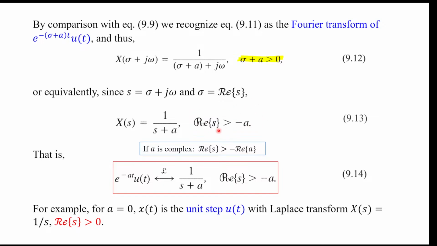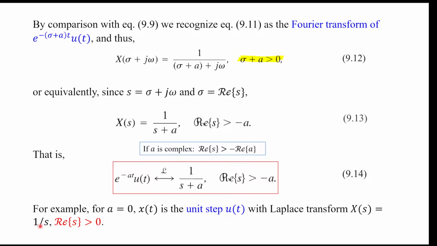So our Laplace transform is this equation: e to the minus at u of t will Laplace transform to 1 over s plus a, and this works out only when the real part of s is greater than or equal to minus a. This is the first example of a region of convergence. We see that this exponential decay function only converges on s such that the real part of s is greater than or equal to minus a.